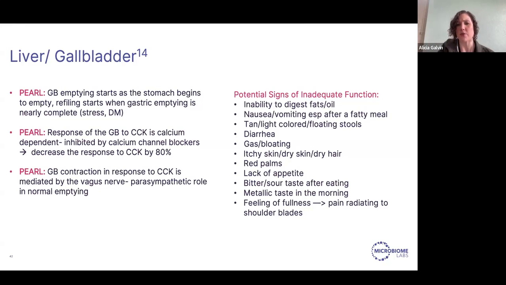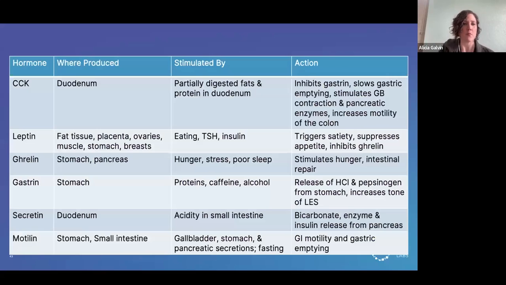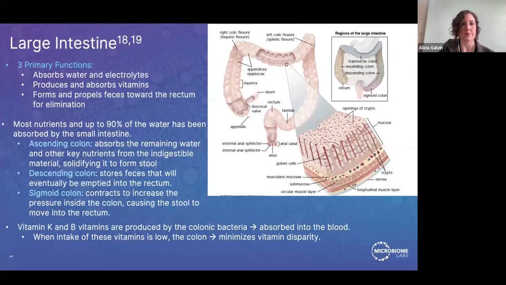And then here's a list of some potential signs of inadequate function. So again, not going to go through this, but just wanted to summarize for you a few of the different digestive hormones, where they're produced, what they're stimulated by, and what their action is, just as a summary slide for you to refer back to.